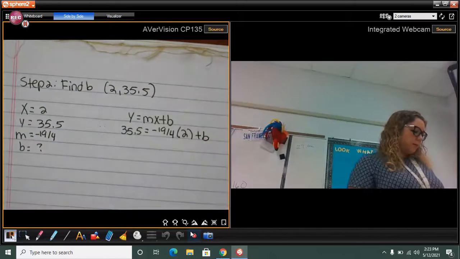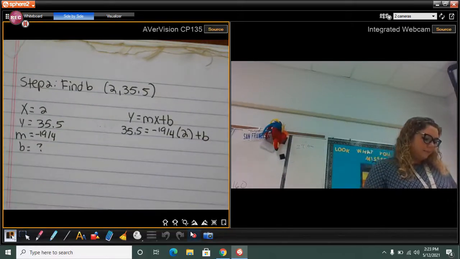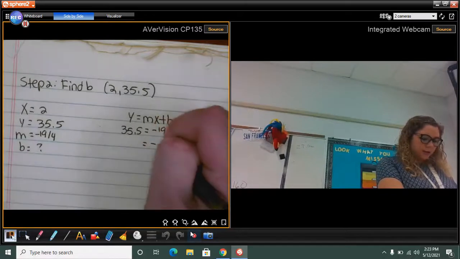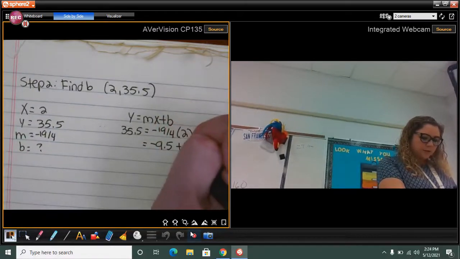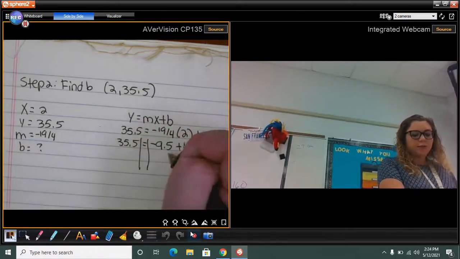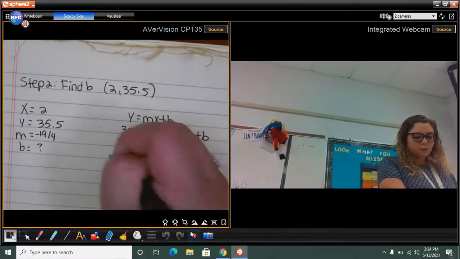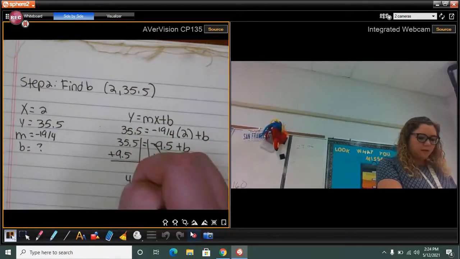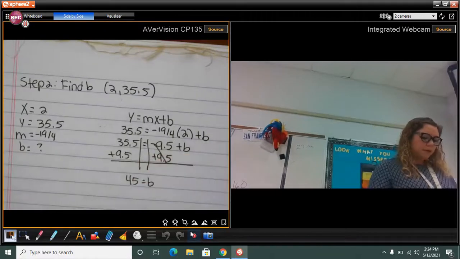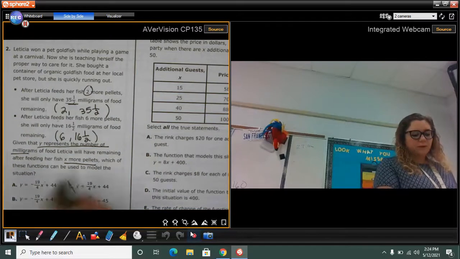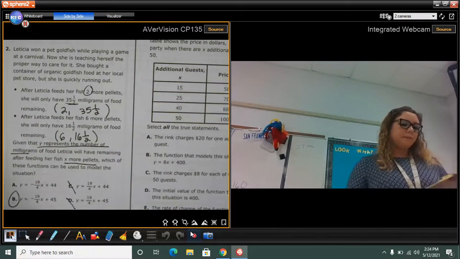Okay. Negative 19 over 4 times 2 is going to give me negative 9.5 plus b. To get this to the other side, I do the inverse, which is adding. That's going to give me 45, which equals b. So now, which one has the y-intercept of 45? This one. So my answer is b.